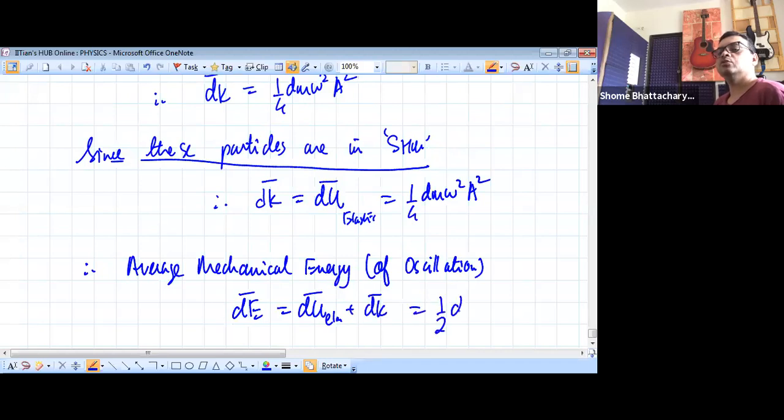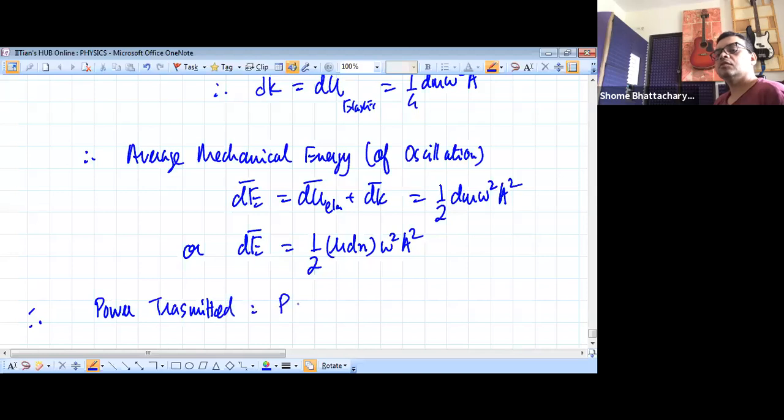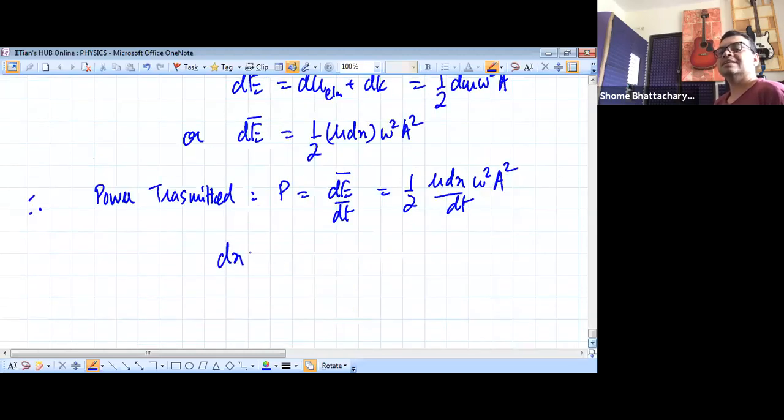becomes 1 by 2 dm omega square e square. Or we can write that average mechanical energy of oscillation as half mu dx into omega square e square, where dx is the length of that section which has mass dm. Therefore, power transmitted will become the rate of that average energy per second. So that will become half mu dx by dt. Now dx by dt, or dx is nothing but v dt, where v is the wave speed.